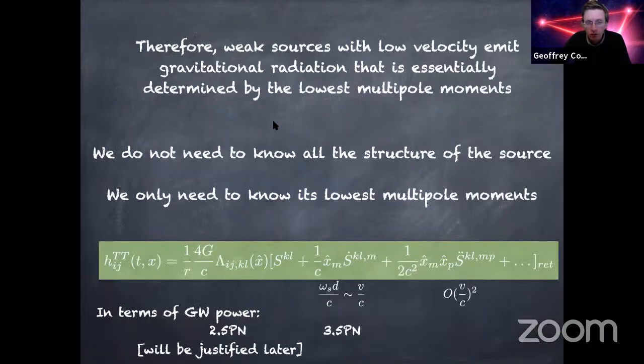So the conclusion is that weak sources with low velocity emit gravitational radiation that is essentially determined by the lowest multipole moments. This is why the multipole expansion is very useful. So we don't need to know all the structure of the source. We only need to know its lowest multipole moments.